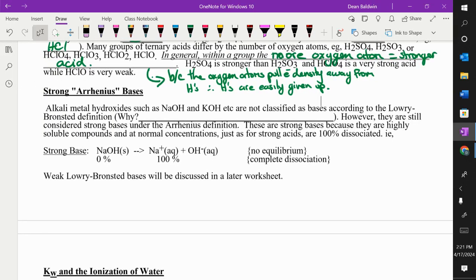They don't count as Bronsted-Lowry by definition because they don't accept protons. They're not proton acceptors.